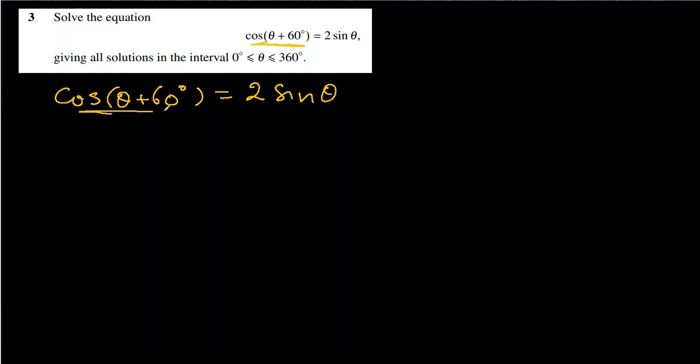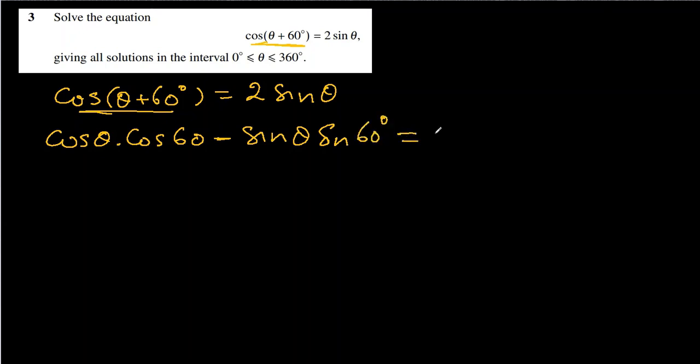In question 3, we have to solve this straightforward equation. That means we have to find the value of theta. Only challenge will be that this is a compound angle that we have to expand. So cos(theta + 60 degrees) equal to 2 sin theta. Let's open this compound angle. So it will be cos theta cos 60 minus sin theta sin 60 equal to 2 sin theta.